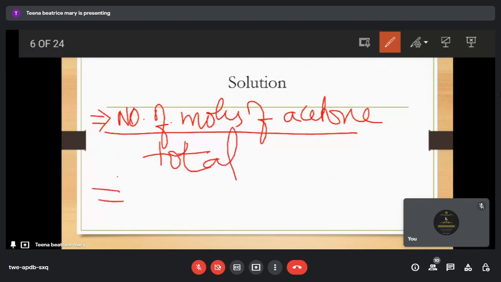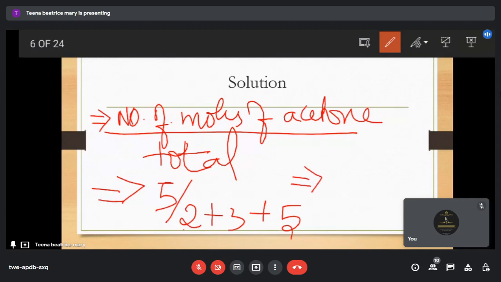So 5 divided by 10. First we have to go with 5. How is it 10? We have to calculate 2 plus 3 plus 5. These are the constituents of a solution: carbon tetrachloride, acetone, and benzene. We have to calculate all those things and add them. So 5 divided by 10. What will be the answer? 0.5, ma'am. You will be getting the answer 0.5.